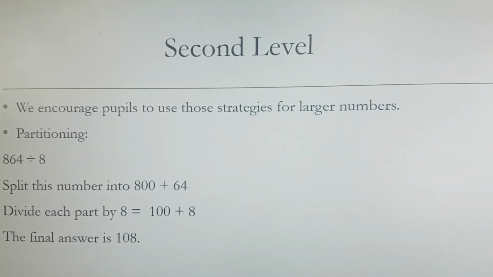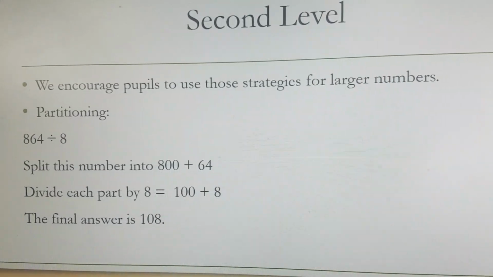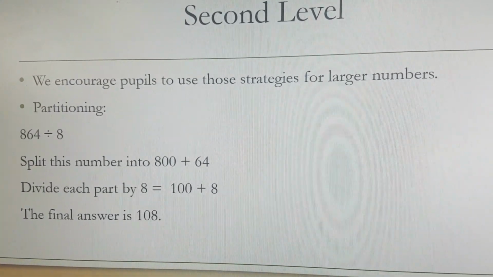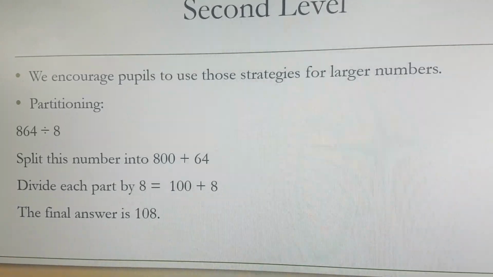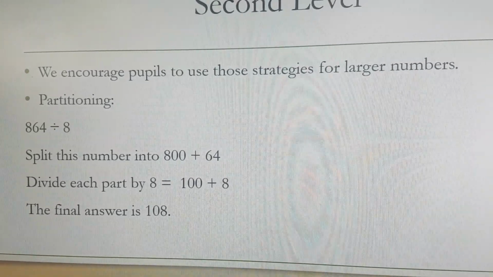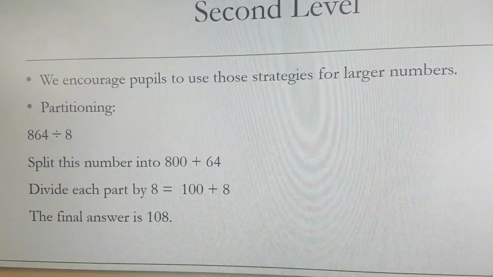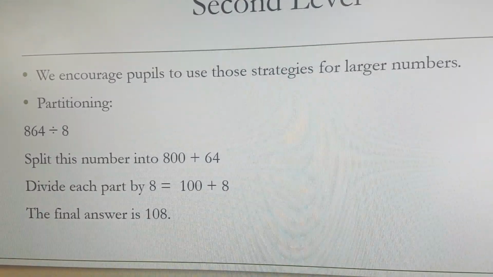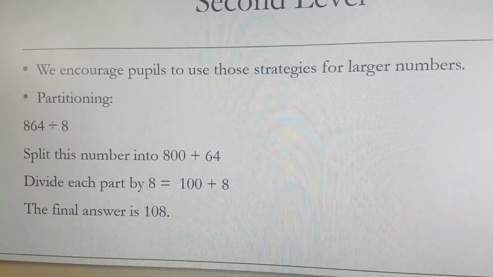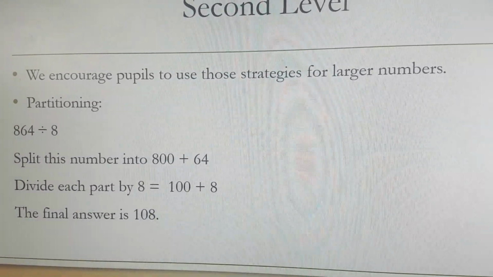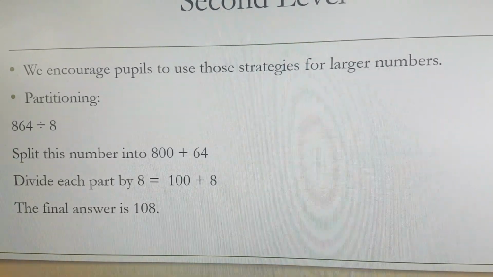We encourage pupils to use those strategies for larger numbers. Partitioning. 864 divided by 8. Rather than do this as a sum, we can do this mentally. Let's take that number and split it into 2 pieces. 864. Divide each part by 8. Let's divide 800 by 8. That would give us 100. 64 divided by 8 would give us 8. We put those together, the final answer is 108.